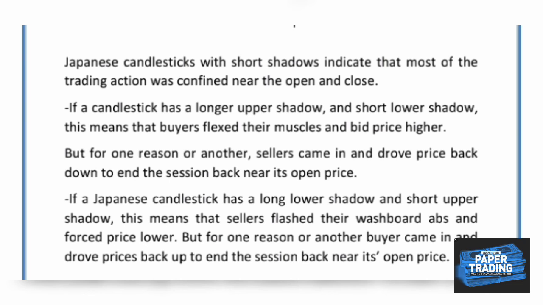But for one reason or another, sellers came into action and drove the price back down to the end of the session, back near its open price. If a Japanese candlestick has a long lower shadow and short upper shadow, this means that the sellers flexed their muscles and forced the price lower. But for one reason or another, buyers came in and drove prices back up to end the session back near its open price.